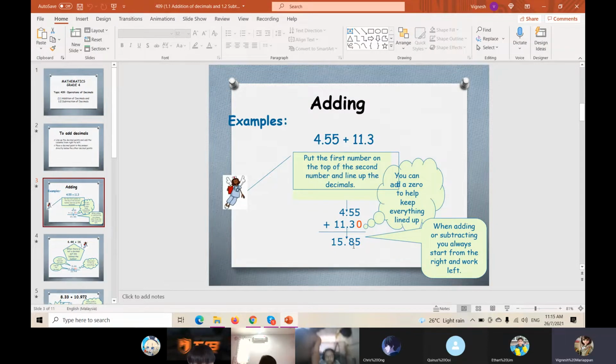15.85. Very good. Okay. Any questions before we move to the second example of addition? Grade 4 students, is there any questions before I'm moving on to the second example? No, teacher. Okay, very good.